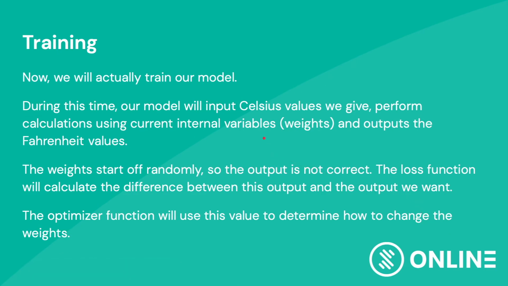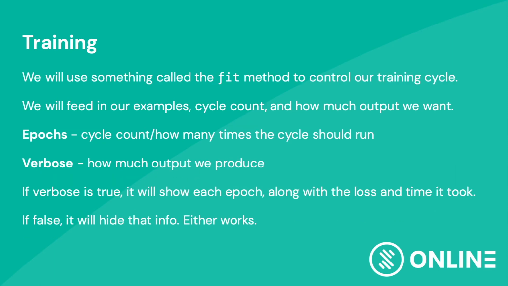During this time, we're going to input Celsius values. It's going to perform calculations and then output our Fahrenheit values. The weights start off randomly, so the output is not correct. Being random, it's just going to throw a number randomly as a weight, and then the loss function will calculate the difference between this output and the output we want. The optimizer function will then use this value to determine how to change the weights.